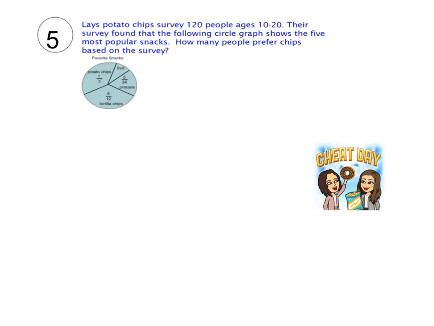So for this one, you have to look at, we've got potato chips and we have tortilla chips. So we have to add those two together. We're going to add this wedge and this wedge. So potato chips was 1/3 and tortilla chips was 5/12. So we need to add to figure out what portion liked chips. So we do need to find common denominators.